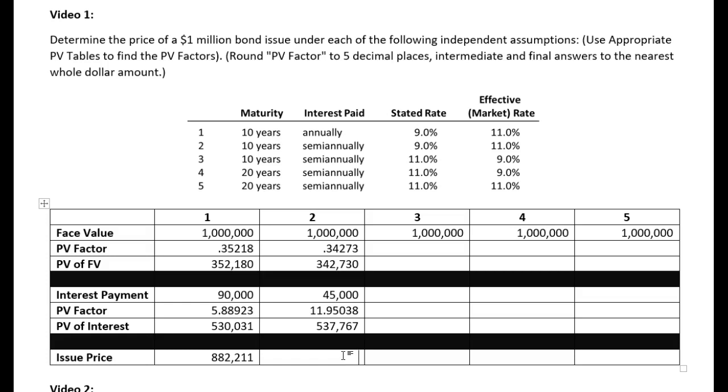Now we're going to add those two together. We're going to take the 342 and we'll add it to the 537. And when we do that, we get 880,497. So again, because of this semi-annual, notice the difference in the pricing. It did make a difference in our bond price because of the payment stream of the interest.